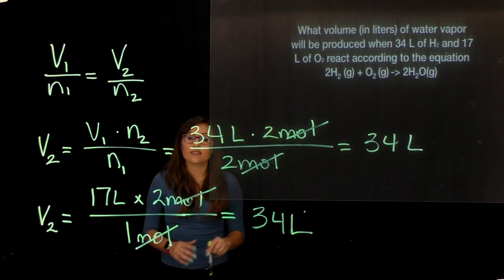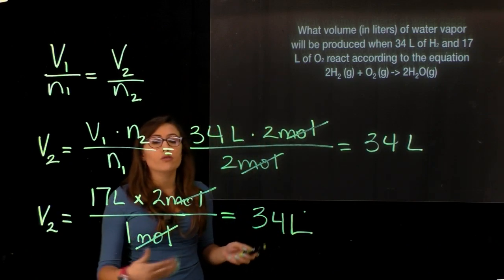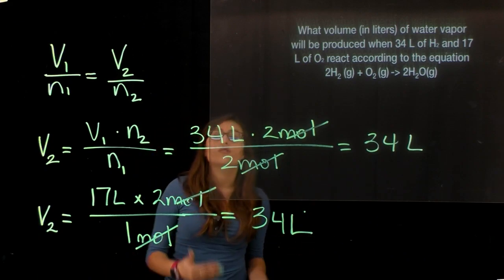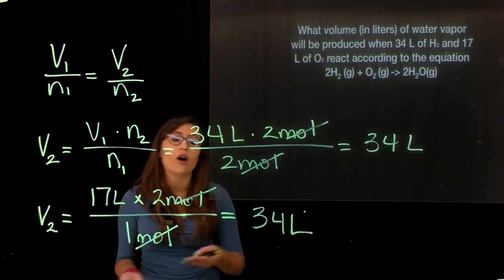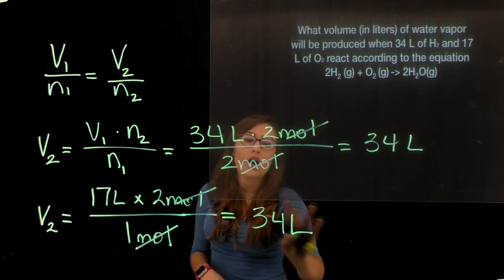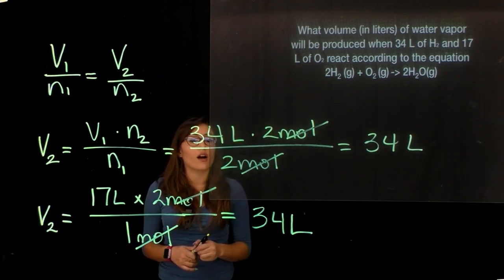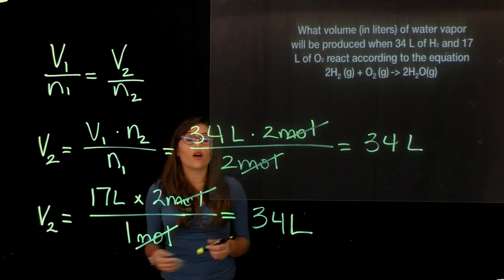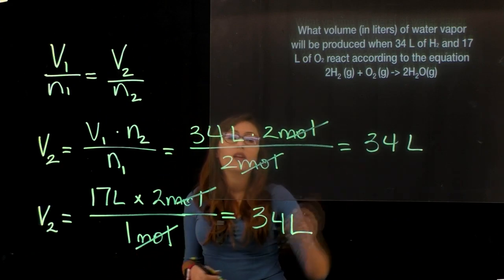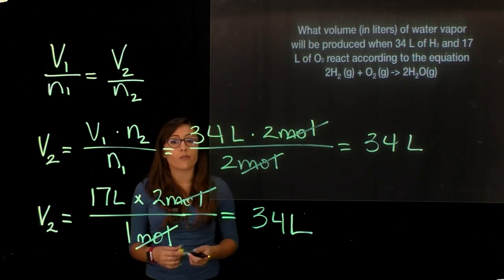So we know this makes sense. We're increasing the number of moles. We're going from 1 mole to 2 moles. So if we're increasing our number of moles, my volume must also increase by that same factor. So we see an increase of volume, and our final volume is 34 liters, which matches the same exact volume that we calculated prior.